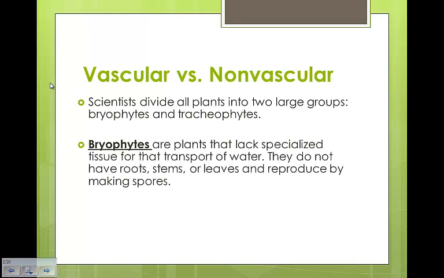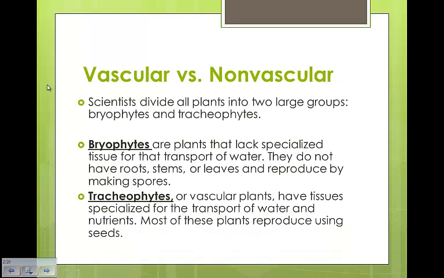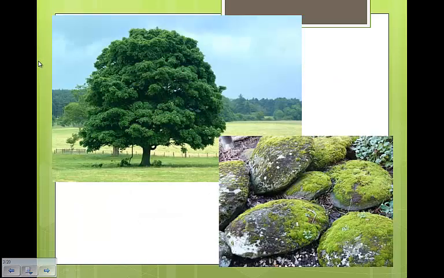All right, so bryophytes are plants that don't have specialized tissue. They don't have an ability to transport water. They don't have roots, stems, leaves, and they reproduce by spores. Versus tracheophytes, remember, think of that throat idea. They're vascular plants, so they have tissues that transport water and nutrients, and they use seeds to reproduce.